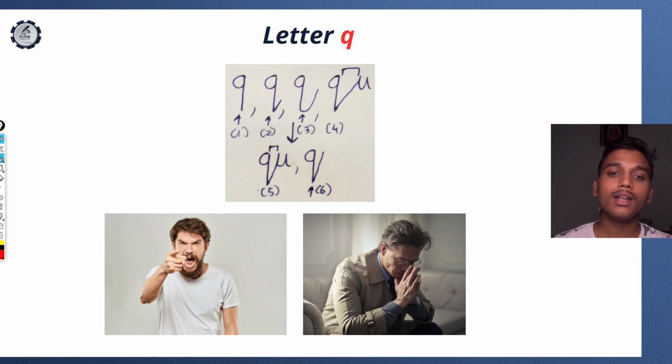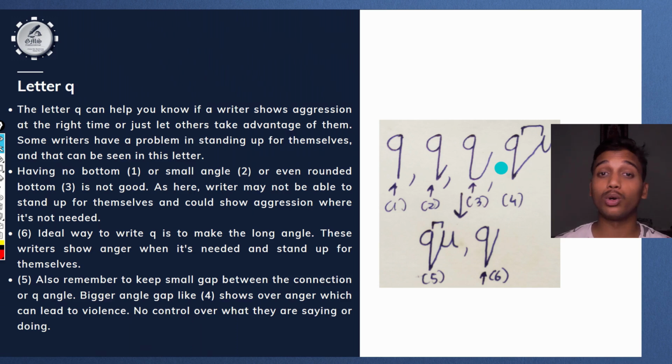While these are the writers who show aggression at the right time. These both writers, and the less the gap is present here, that is the reason these are the writers who move on after they stand up for themselves. They are not going to hold on to anger for a longer time. So that's all about the Q. I believe you learned something new. If you want to take notes, you can take notes from here. And the Q is an interesting letter, so I believe you learned something new about yourself or your anger, short temper.